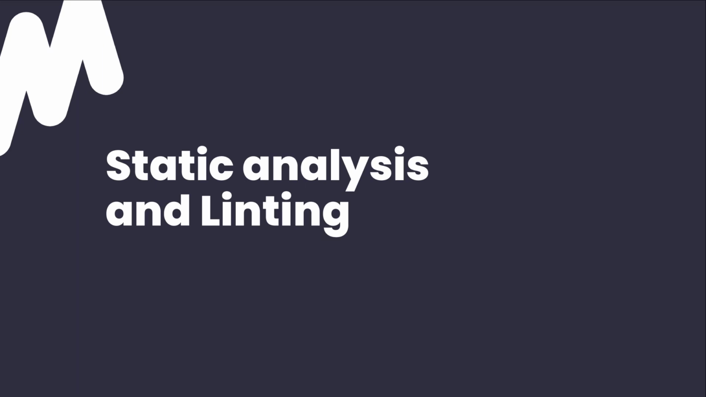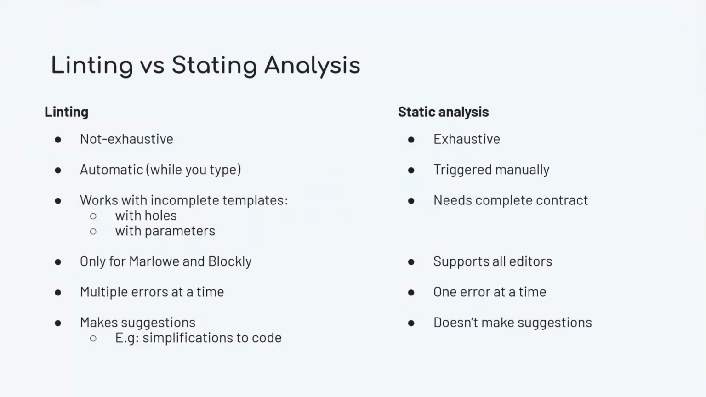Two tools that can help us improve the quality of our contracts are static analysis and linting. Technically, linting is also a static analysis tool, but by linting we mean a much lighter version of static analysis that can actually run while you type. It works with incomplete contracts. It is conservative, so it doesn't show all the errors that are possible, but it shows some of them. And it's only available in the Marlowe editor and the Blockly editor.